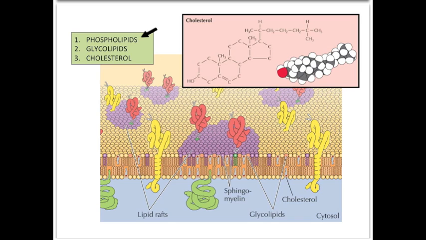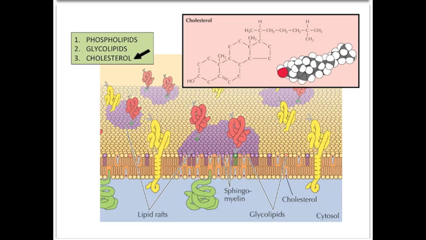Specifically, there are three main types of lipids in membranes. The first one is phospholipids, which are by far the main component of biological membranes. The second component is glycolipids, which are kind of secondary to phospholipids. And finally, there is another lipid present in membranes in mammalian cells, and that is cholesterol.